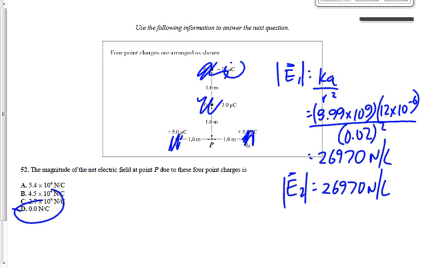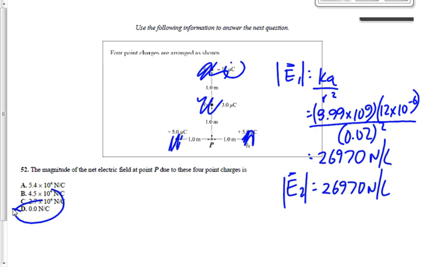Can you divide the charge by the distance? No. Can you divide the charge by the distance squared? Yes, but be very, very careful with that, okay?